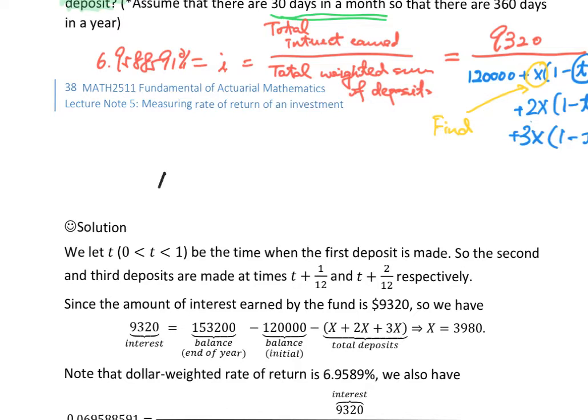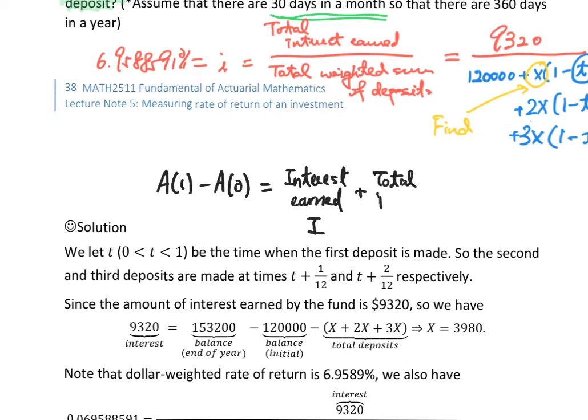then you look at your account balance, right? And remember, the change in the account balance is caused by what? The interest that you earn, which is your I, and then plus what? Plus your total deposit that you make.